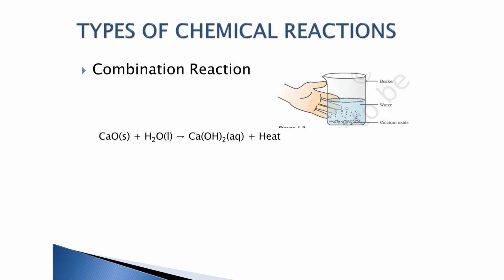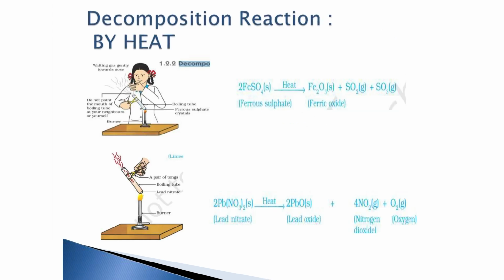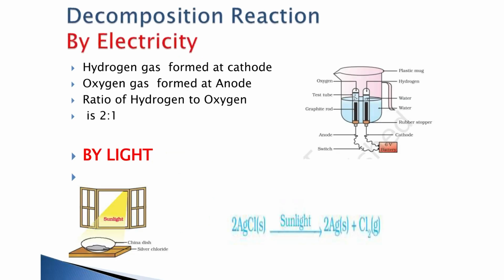4 major types of chemical reactions we have in this chapter. First is combination reaction, where 2 or more compounds combine together to form one new substance. Next, we have decomposition reaction, where one substance breaks down to form 2 or more substances. This can be accomplished by heat, as in case of ferrous sulfate and lead nitrate. Decomposition can also take place by electricity, as in electrolysis of water. Hydrogen is evolved at the cathode and oxygen is produced at the anode.